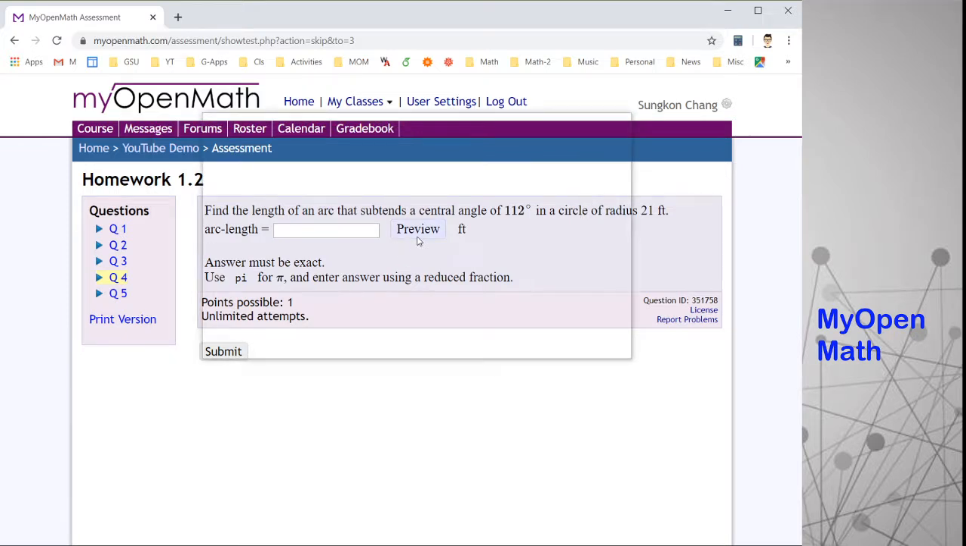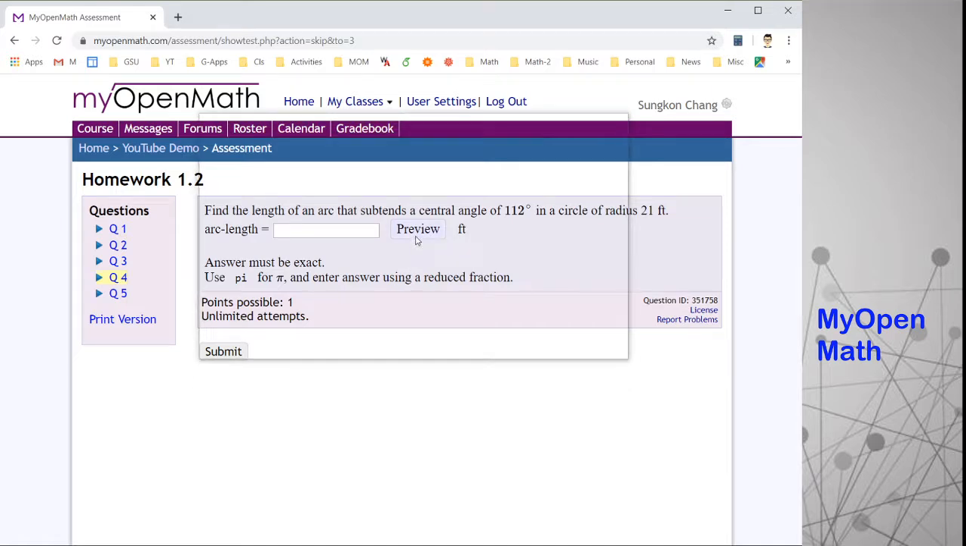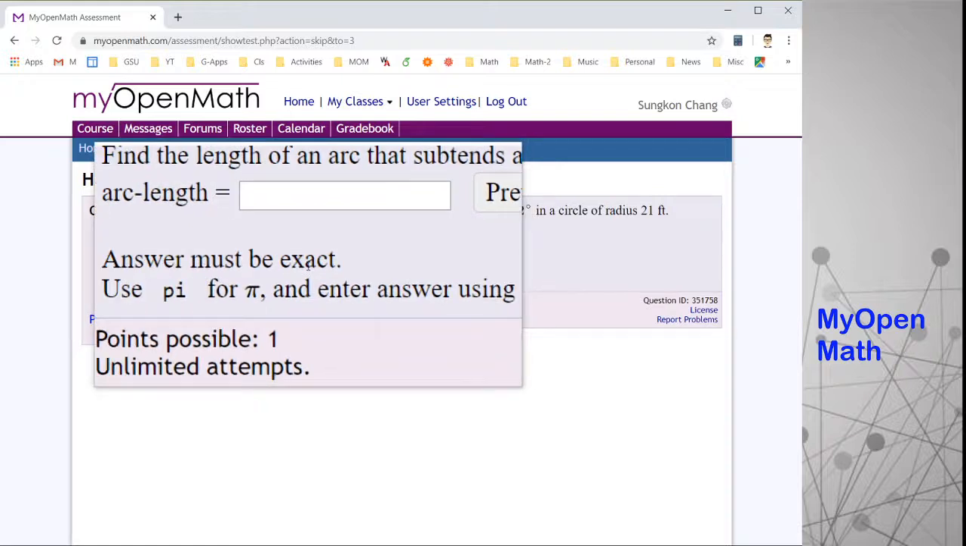And here's a preview part. That means the answers are going to be in calculated number mode. And here's the thing, answer must be exact.